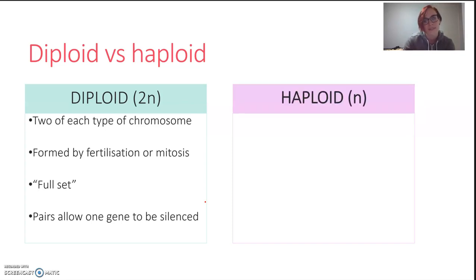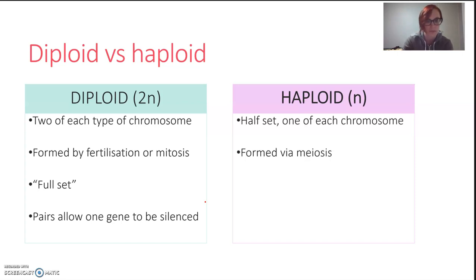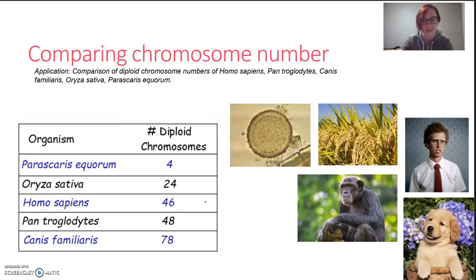All right, haploid is written as N, meaning that it's only got one of each pair. So it's the half set, one of each of those homologous pairs. It's formed during meiosis, right? And they are only found in gametes, the sex cells. Interestingly, some organisms actually have haploid cells as part of their main cell type in part of their life cycle, but that is not us.